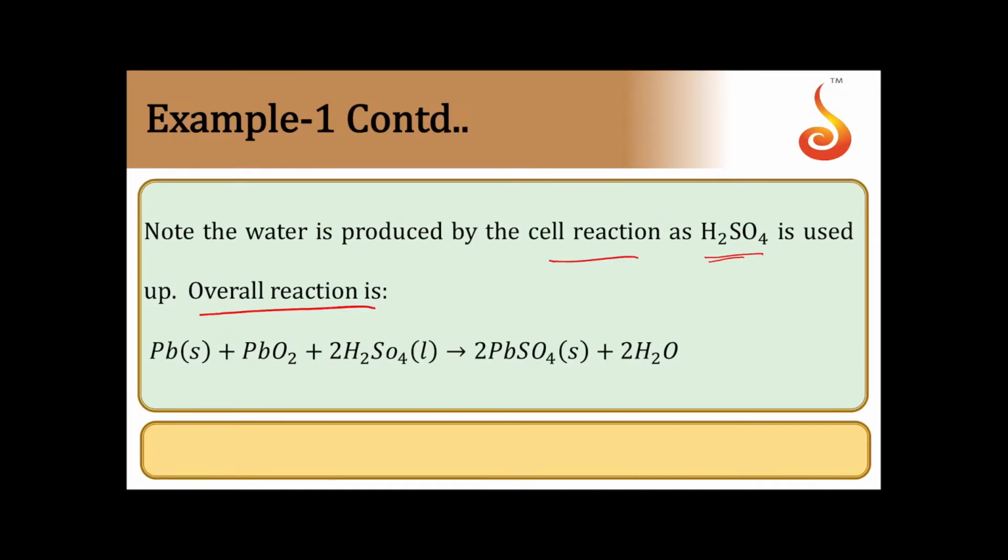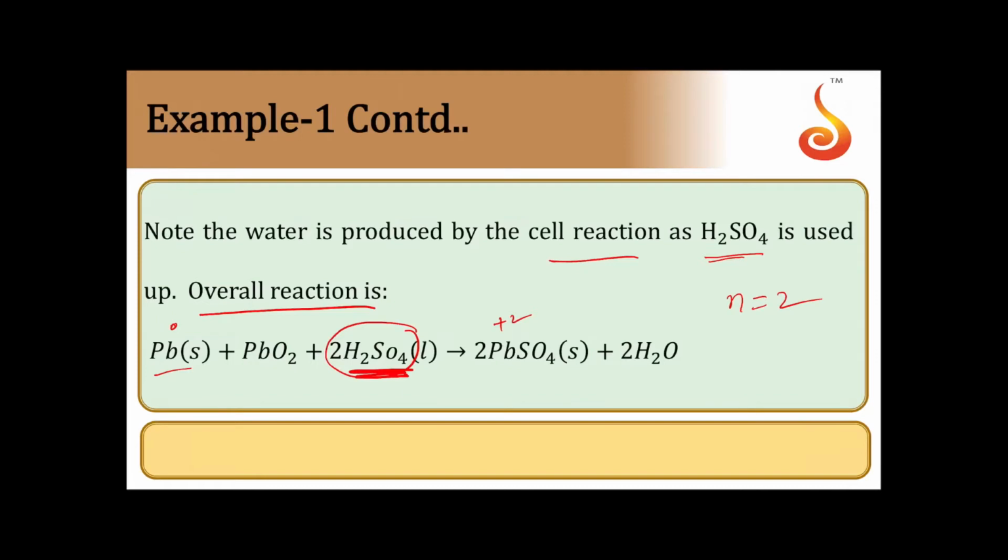When you observe the overall reaction here, the number of electrons transferred is 2. That is Pb 0 here and Pb plus 2 here. And the number of moles of acid consumed is also 2. That implies 2 moles of acid consumed gives 2 moles of electrons. So if we know the number of moles of acid consumed, we can know the number of moles of electrons that left the anode of the battery.